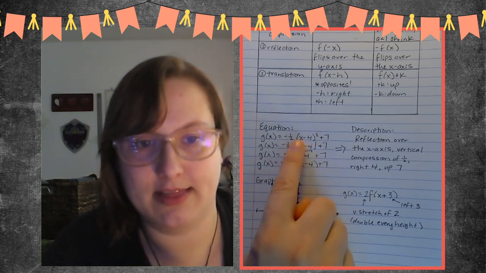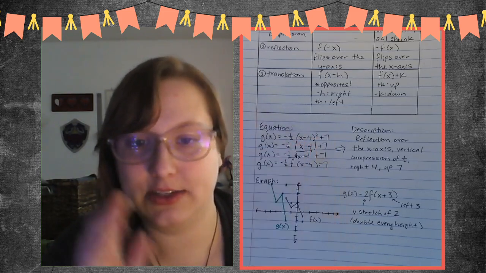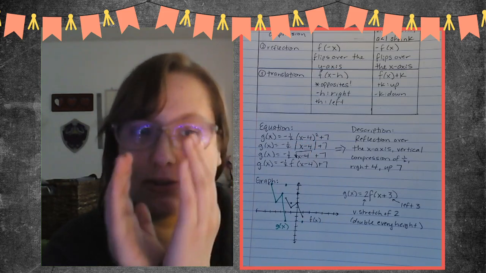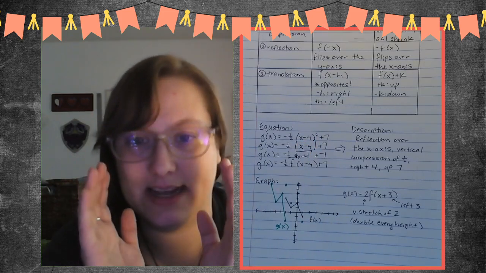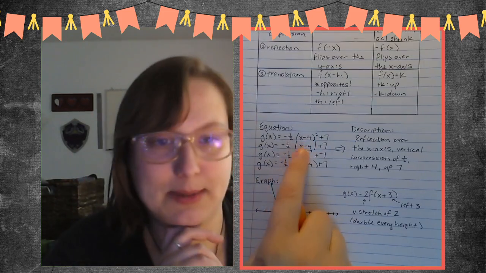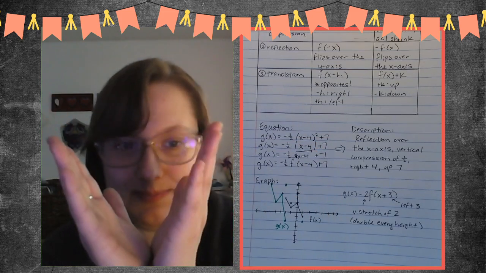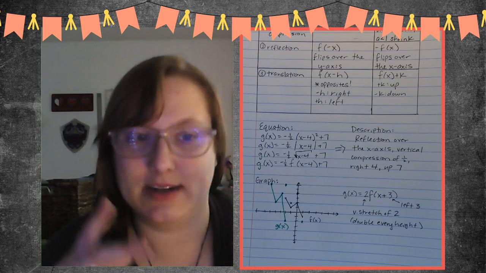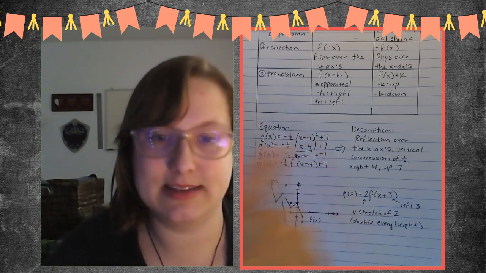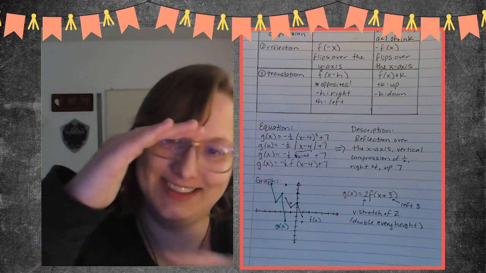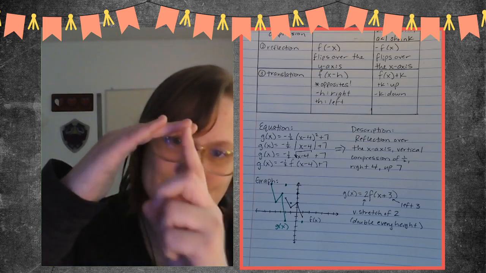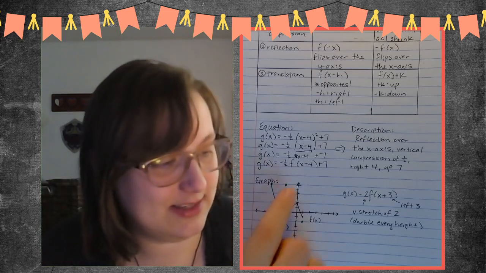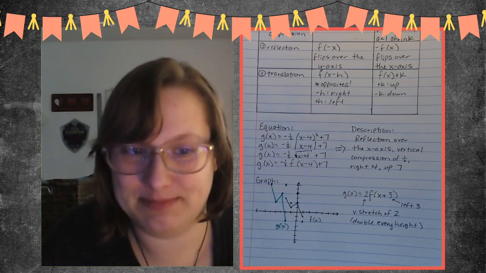Now, the fact that this one is squared means it's a U shape that's been reflected, compressed, right, and up. This one with the absolute values means it's a V shape, which means the V shape's been moved, flipped over, compressed. The square root means it's kind of like a whoosh. Whoosh. That's been moved. And then this function means it's any function.